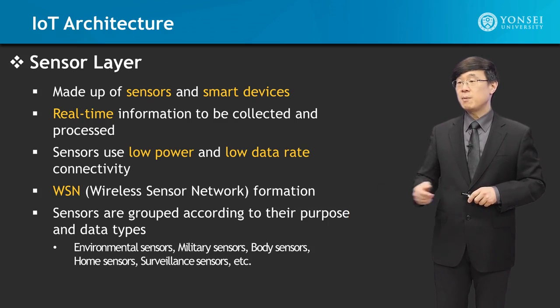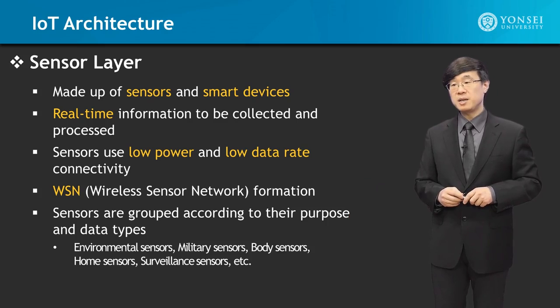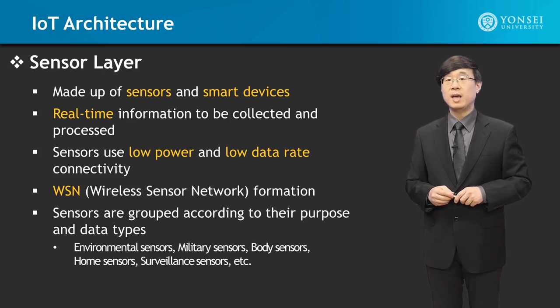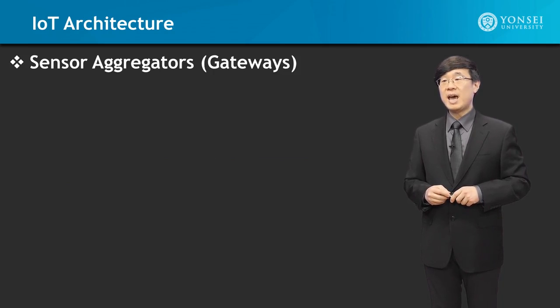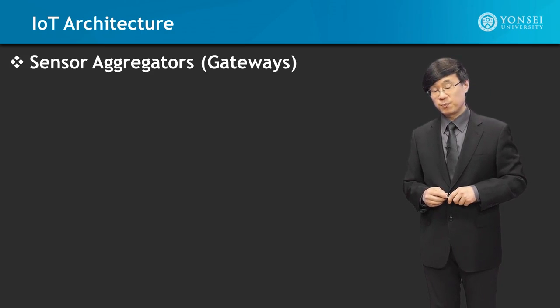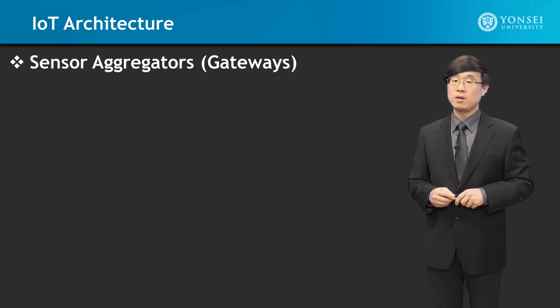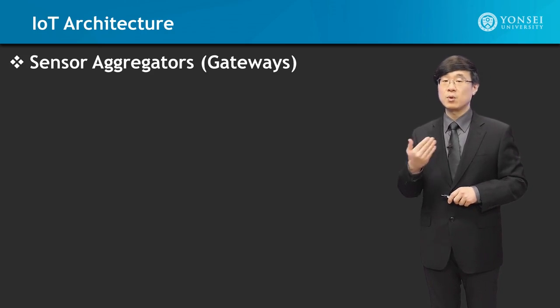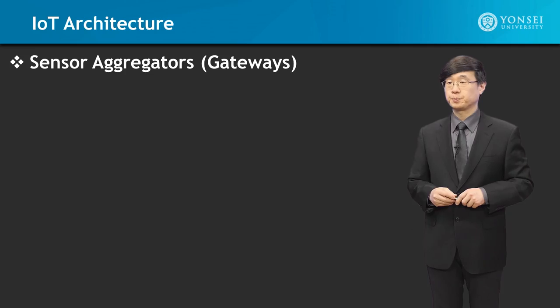So overall, environmental sensors, military sensors, body sensors, home sensors, surveillance sensors, they all have their own domain and network connectivity formats. Then we have gateways that are aggregating the sensor data because overall we need to collect them, we need to filter out the unnecessary things and send whatever important information to control units such that they get more attention and when needed they get a response in control operations.